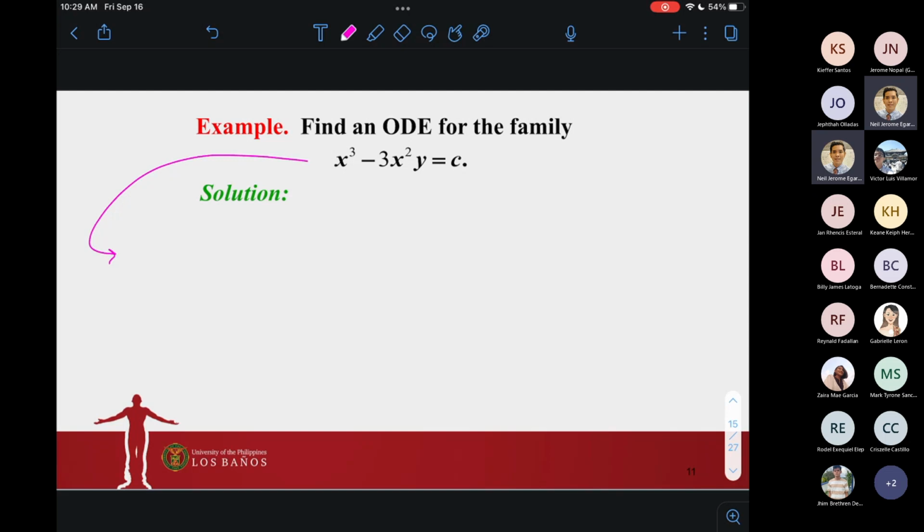So let's differentiate this equation at least once and see if we can eliminate the constant. All right. So in this particular case, we differentiate with respect to x. So we get 3x squared. Tapos this guy will require the product rule because remember, y is not a simple variable. It's not a constant. It is a function that depends on x. That's part of our assumptions, right? Y is a function of x.